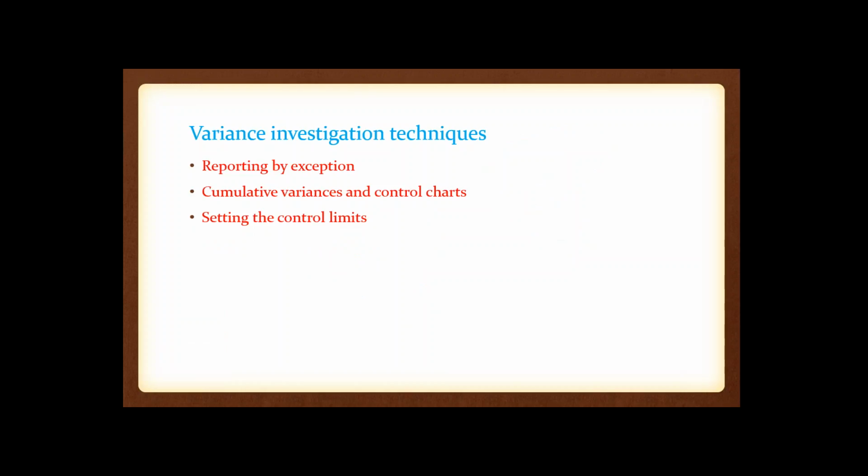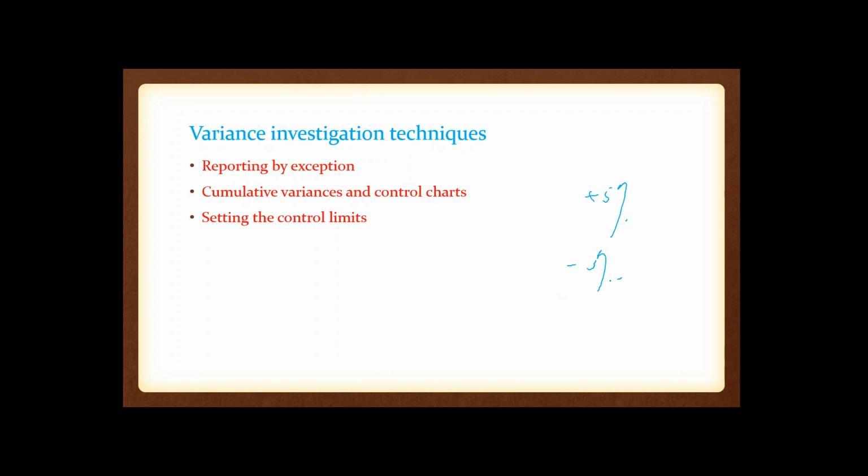Then setting the control limits. You can set up a kind of expected variance. So you believe plus or minus 5% is accepted. Any variance within 5% will not be investigated. Any variance above 5% will be investigated. Any variance less than minus 5% will be investigated. So that's a way to do the variances.